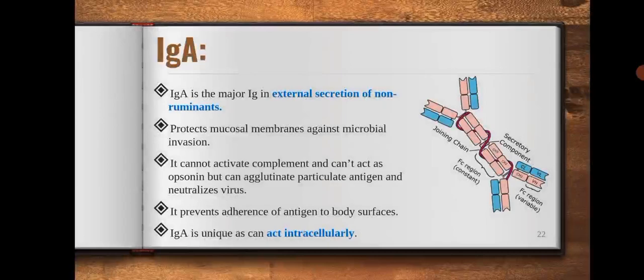It is the major immunoglobulin in external secretion of non-ruminants. Protects mucosal membranes against microbial invasion. It cannot activate complement and can't act as opsonin, but can agglutinate particulate antigen and neutralize virus. It prevents adherence of antigen to body surfaces. It is unique as it can act intracellularly.